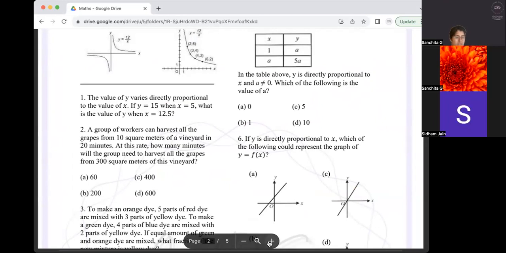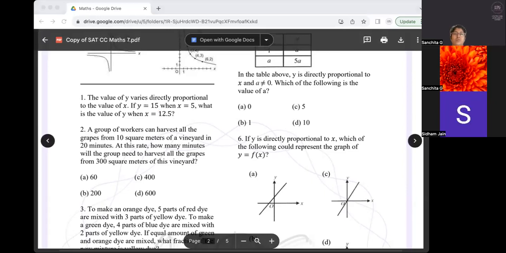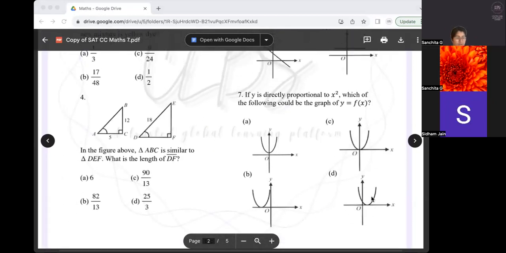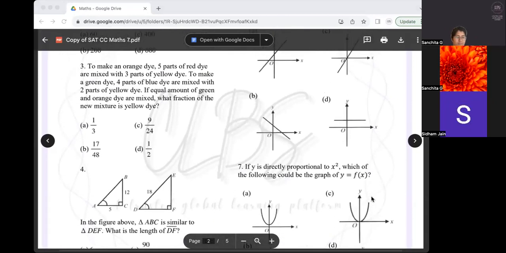Perfect. Okay, let's see. Question 2 is 600. Same process, absolutely the same process. 10 by 20 is equal to 300 by x. You'll get your answer as 600, option D. Good, very good. Next, question 3. Option B, correct, absolutely. It is option B, 17 by 48.